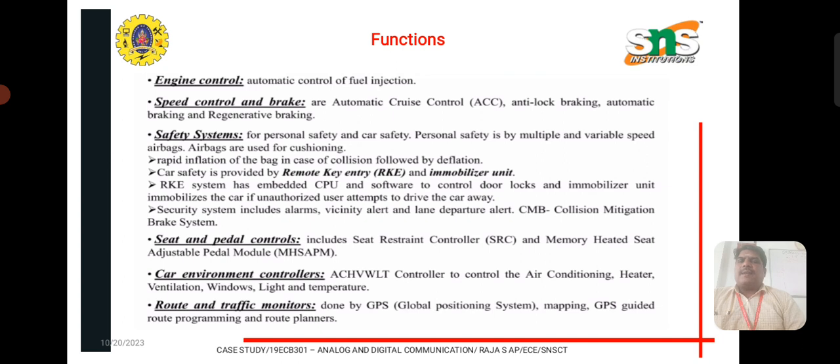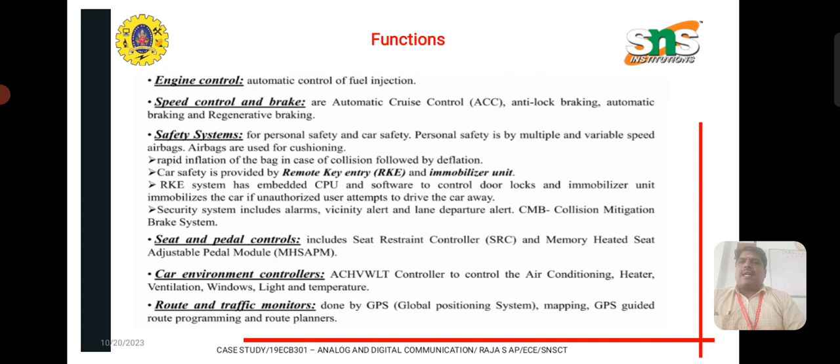Car safety is provided by remote key entry and the immobilizer unit. This remote key entry is mainly used in analog digital communication. The RKE system is an embedded CPU and software to control door locks, and the immobilizer unit immobilizes the car if an unauthorized user attempts to drive the car away. A buzzer sounds when unwanted people touch your car or try to move your car from one place to another without your knowledge. The buzzer will sound and you can be alerted to this car movement.